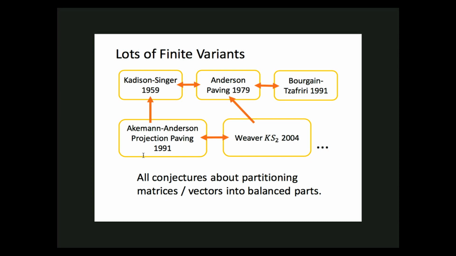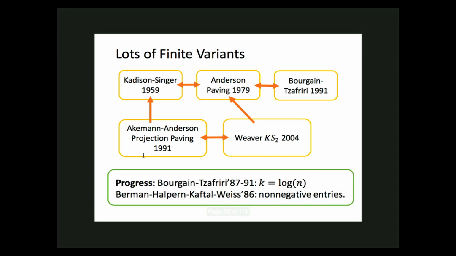And they're all conjectures about somehow partitioning a matrix into matrices of smaller norm, or partitioning vectors into subsets somehow smaller in some sense. And there was some progress on these conjectures. So Bourgain and Tzafriri showed that the paving conjecture is true with k equals log n, with a mild dependence on the dimension. It's trivial to prove it for k equals n, right? You just take each entry, which is 0, but they proved that you can do it with k equals log n. This is not sufficient to get the infinite version because of the limit.